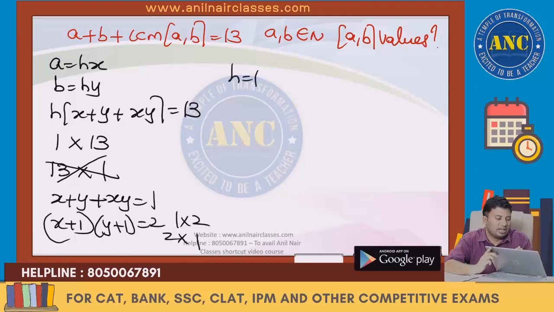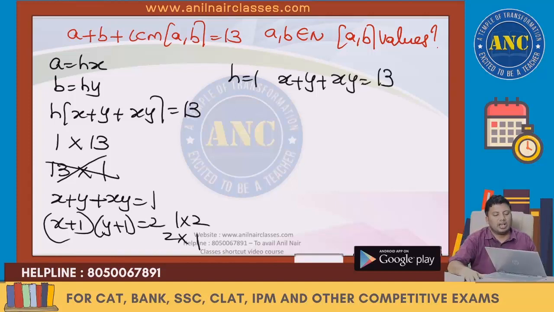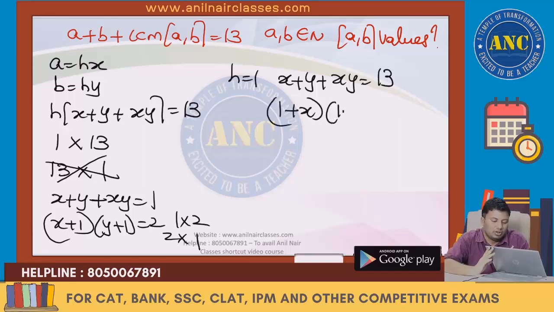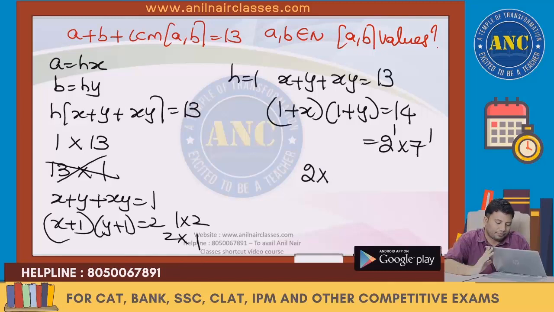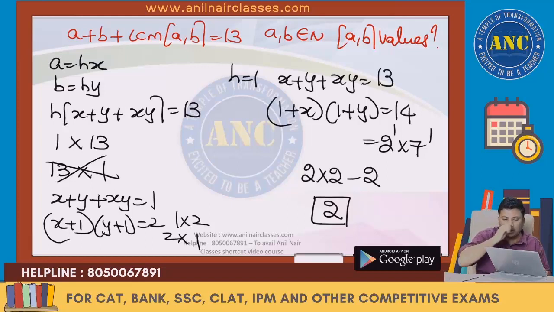First case, h equivalent to 1, x plus y plus xy equivalent to 13. So if I add 1, (1 plus x) into (1 plus y) is equivalent to 14. 14 is nothing but 2 into 7. 2 twos are 4, minus 2 cases. So the answer is nothing but 2.